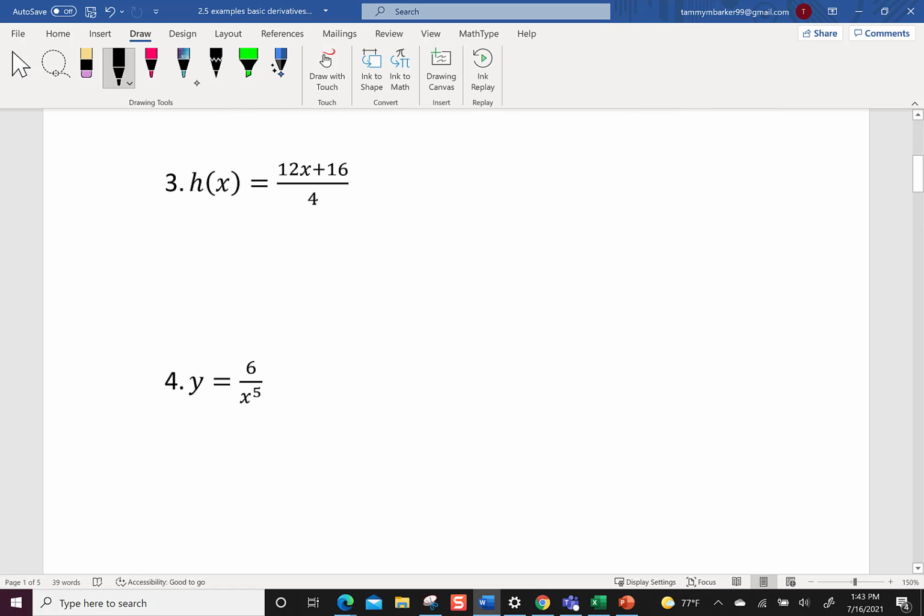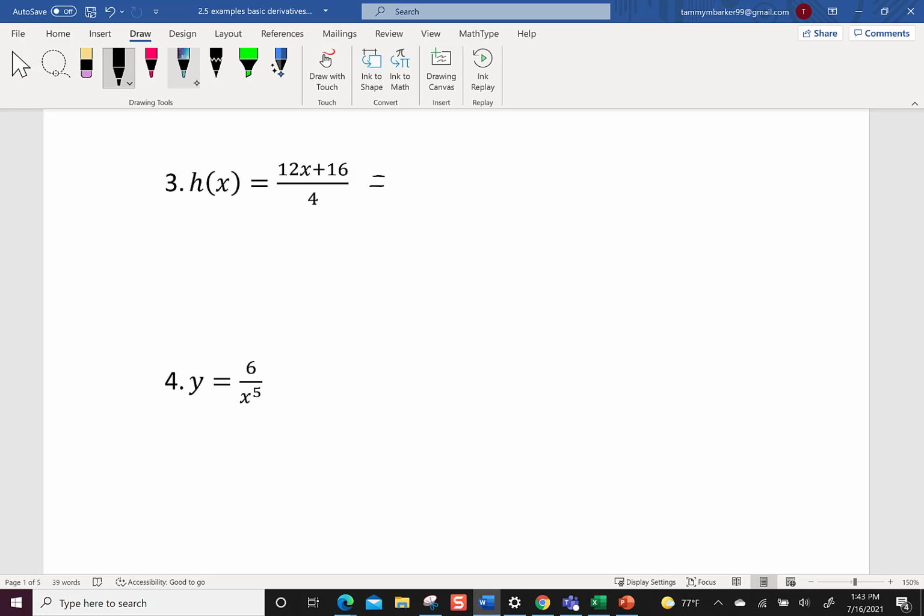Number 3 says h of x is 12x plus 16 over 4. Now, when I gave you the rules last time, we talked a little bit about you can add and subtract, but we didn't talk about division. That's on purpose. That's going to come later. So for now, if you see multiplication or division, you should think you need to simplify.